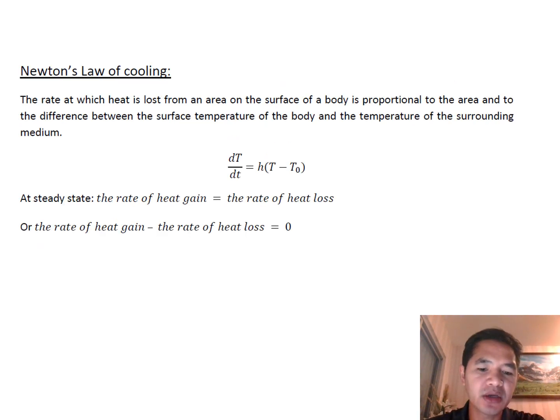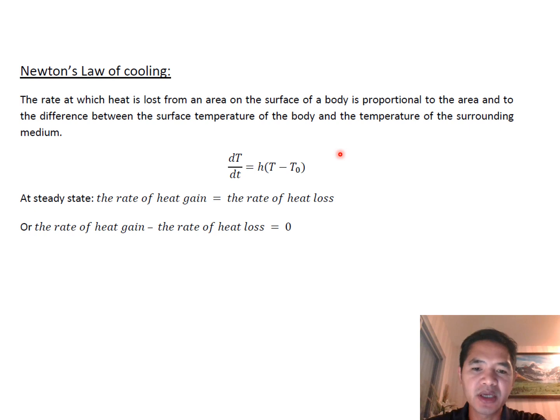Okay, for Newton's law of cooling, dT/dt, where capital T is temperature and small t is time, equals h, the heat transfer coefficient, times (T minus T0). T here is the temperature at the surface, and T0 is the temperature of the surroundings, or the temperature outside the system.